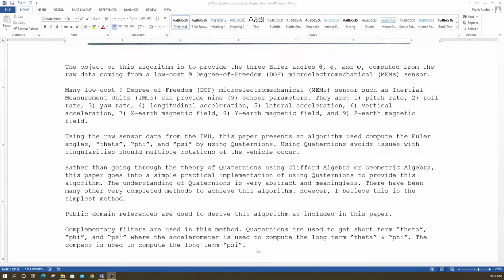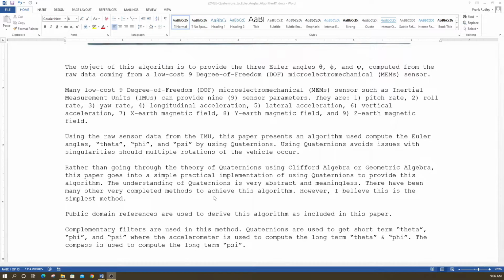So I decided to use complementary filters where I would have a short-term solution as computed from the quaternions and a long-term solution computed from the accelerometers for theta and phi. Now for the azimuth psi, I'm using the compass to compute the long-term parameter psi. So there's a long-term parameter, and by using the complementary filter, it kind of trims out the quaternion to give you a good final solution for theta, phi, and psi.